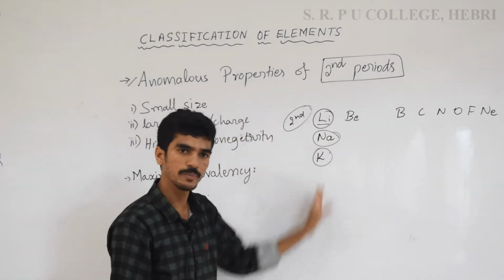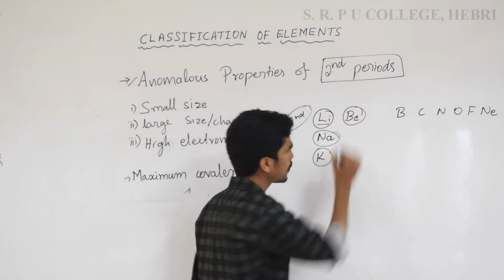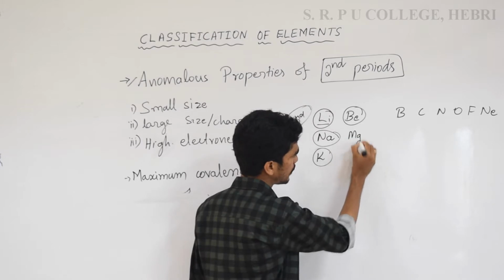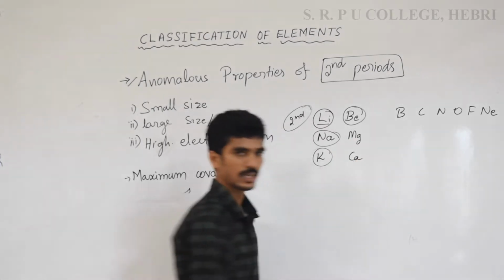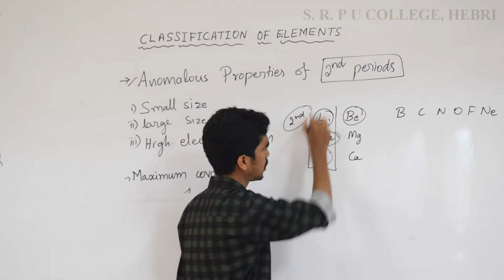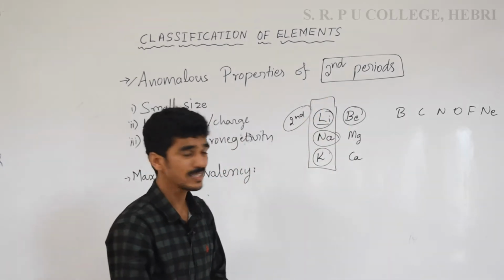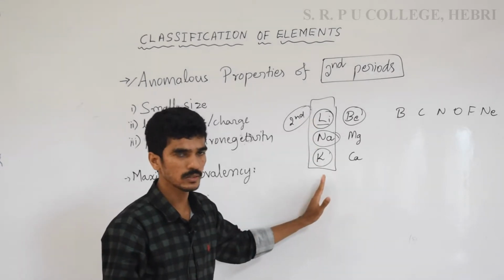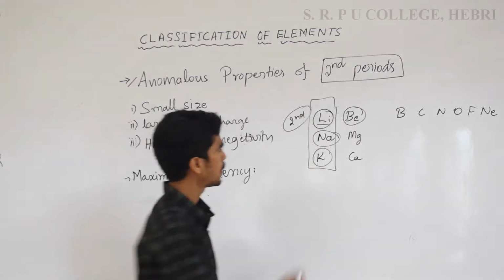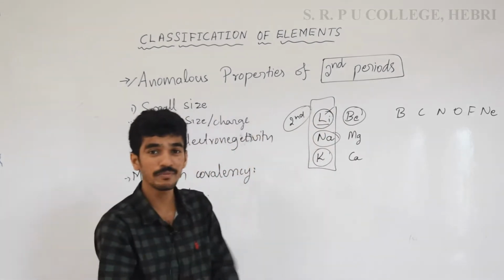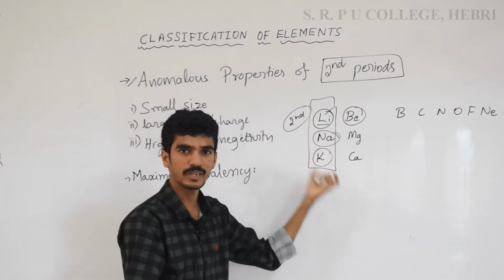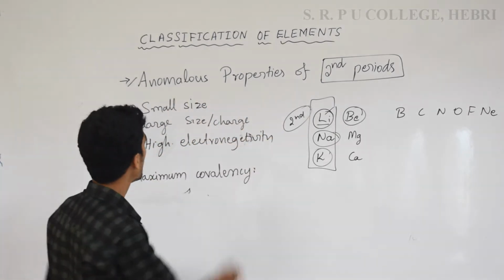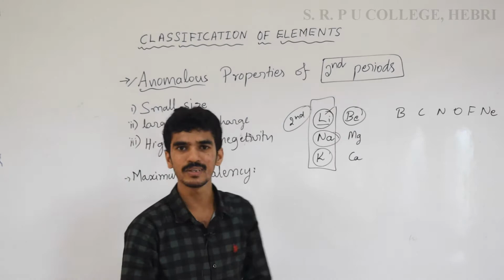Sodium and potassium are in the same group. Beryllium is also like that. Beryllium has different properties than Mg, then Ca, like that. Within a group, properties are normally related to each other. But some properties are different from the other elements in the same group, and those are the anomalous properties of a second period element.